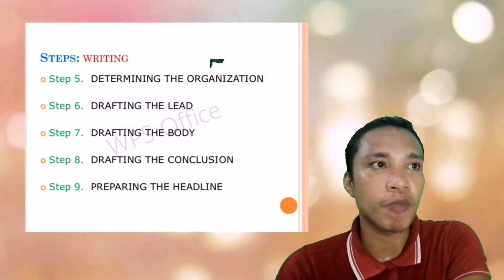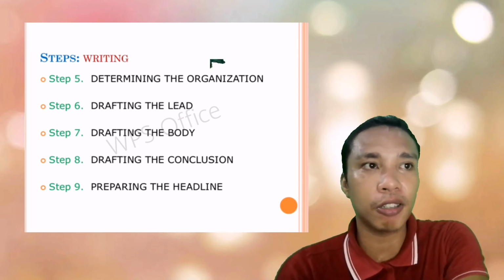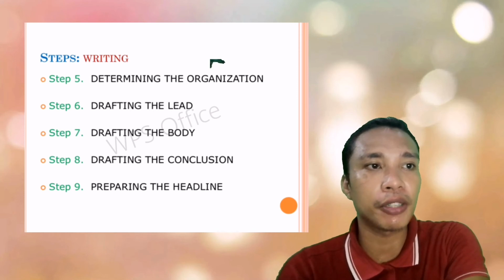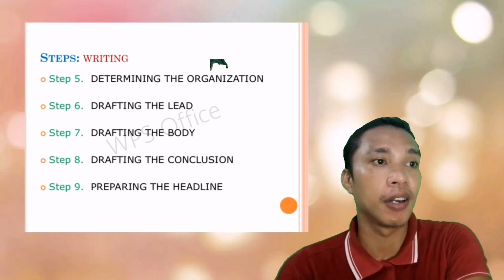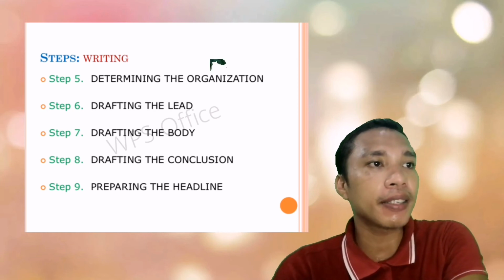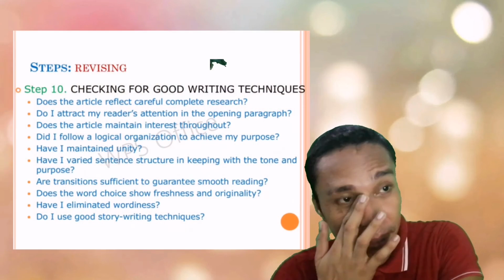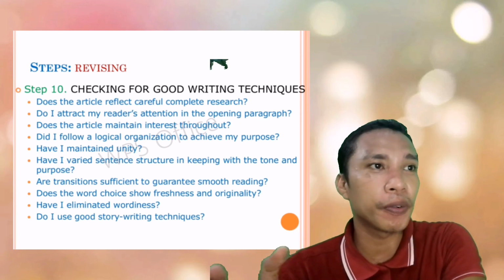Okay, and in writing, we have 5 steps. And the writing part, number 1 is determining the organization, drafting the lead, drafting the body, drafting the conclusion, and preparing the headline. Again, it has to be catchy, remember. Okay. On the revising, there's actually a lot of steps. So basically, checking for good writing techniques.